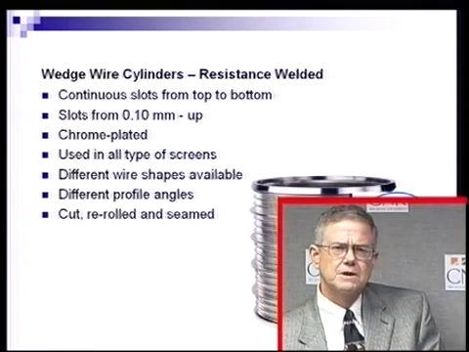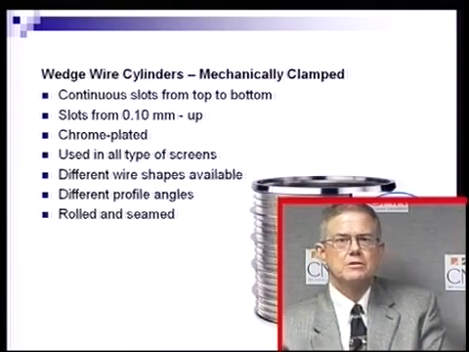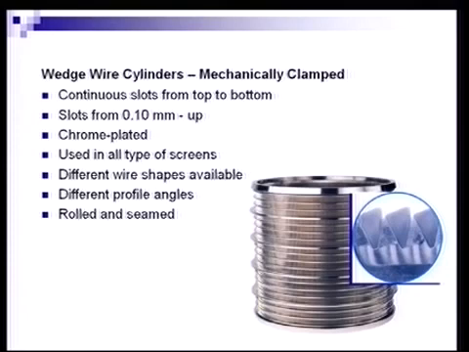In order to overcome the fragility issue, we went with mechanically clamped. Now I apologize for the illustration here, but what I really wanted to illustrate, I couldn't find a good picture, was that the wires in this mechanically clamped version have a small bulb that is extruded into the end of the wire so that they are held mechanically. When we roll the basket together and seam it, there is no welding required. And by eliminating that resistance weld, we've certainly eliminated the point of failure and increased reliability tremendously.